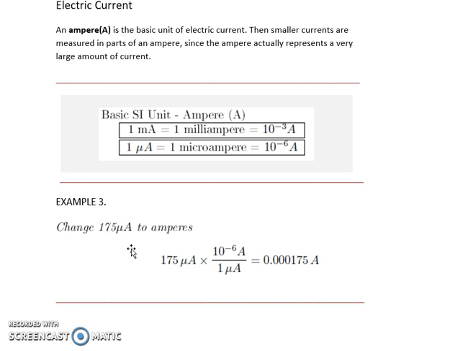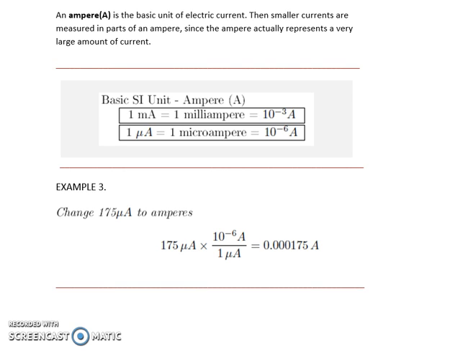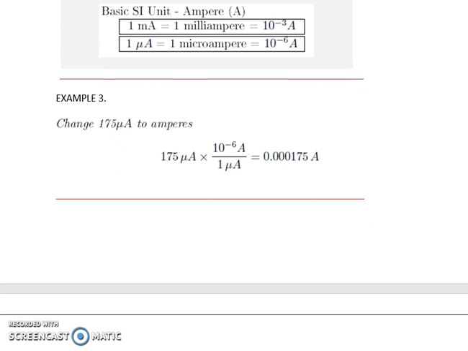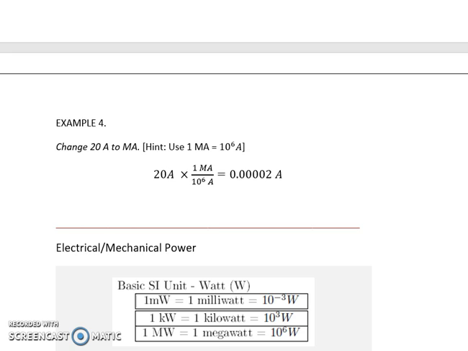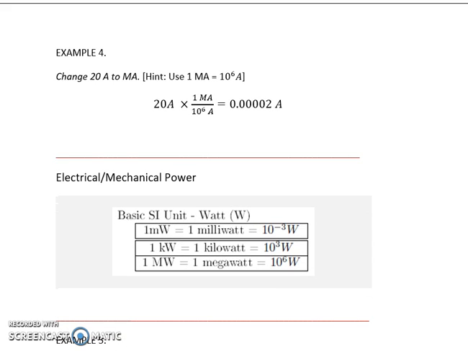Here's an example. We want to change 175 microamperes to amperes, so we'll multiply by the conversion factor with microamperes and amperes. We cancel the old units by putting the microamperes in the denominator, and then multiply 175 times 10 to the negative 6 to get 0.000175 amperes. So 175 microamperes corresponds to 0.000175 amperes.